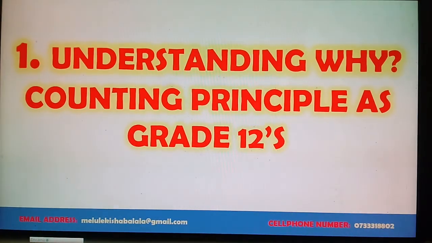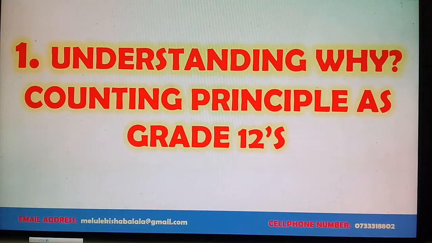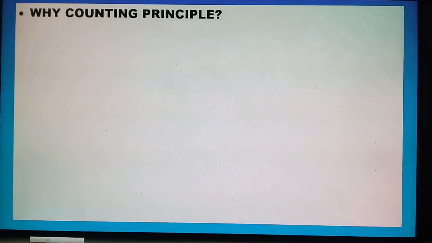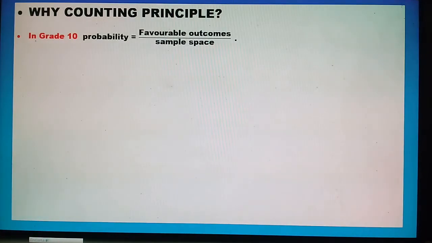First of all, what are we going to look at? We are going to understand why we have counting principle in Grade 12. Why do we need a counting principle as Grade 12s? In Grade 10 probability, we said probability is a favorable outcome divided by the sample space. In Grade 10, we came up with that definition of probability.